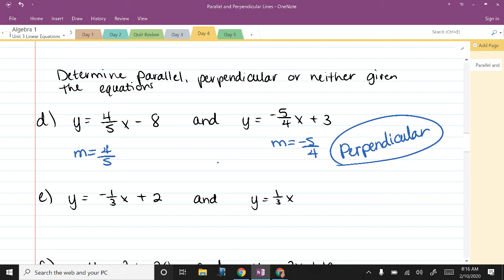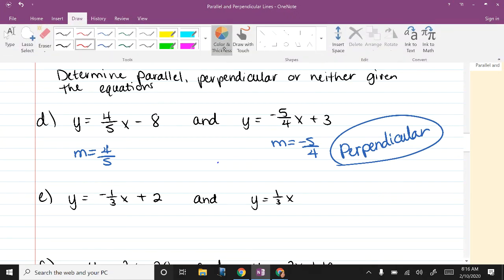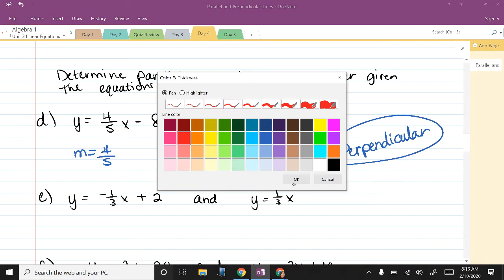I kind of want my red pen back. It pops a little bit more. Hang on. I want it fat again, though. Fat red line. There you go.